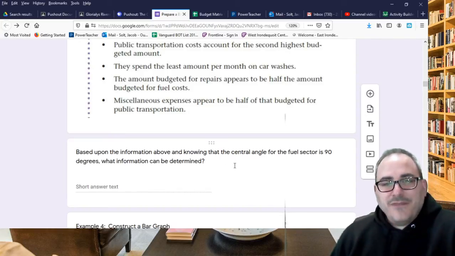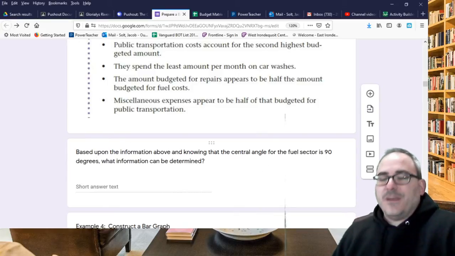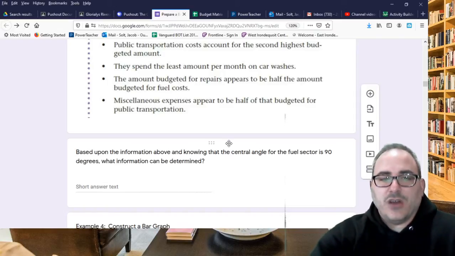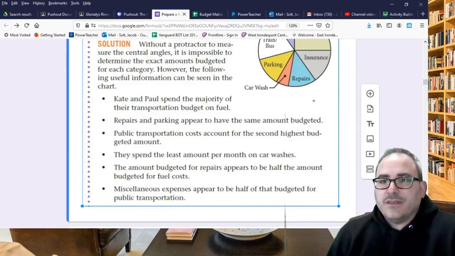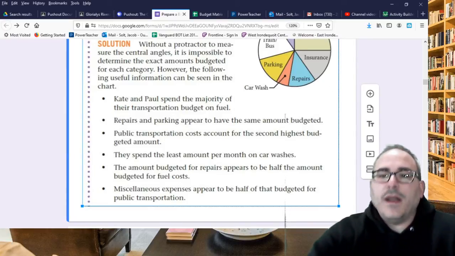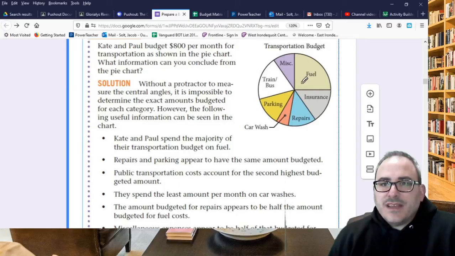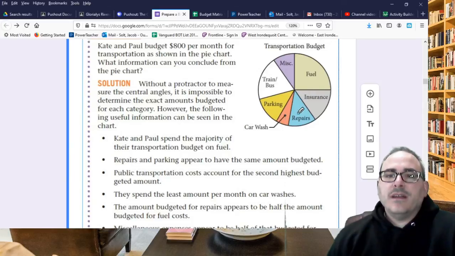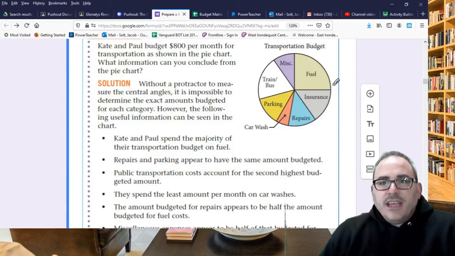Based on the information above and knowing the central angle for the fuel sector is 90 degrees, what information can be determined? All right, so they're trying to tell us, what if you knew for sure that the fuel here was 90 degrees? What if we knew that this angle here was 90 degrees? Given the information we have, if fuel is 90, let's figure out what else we can figure out.